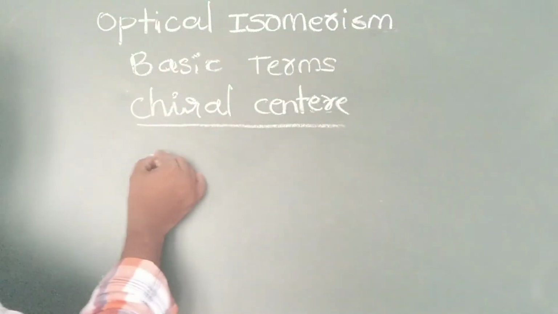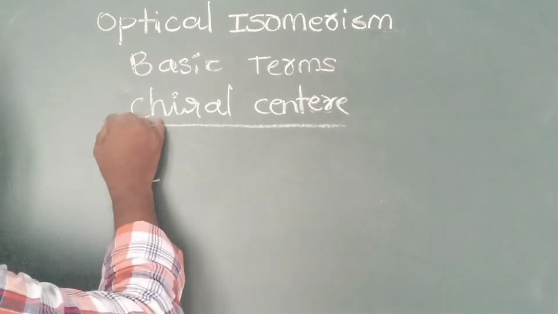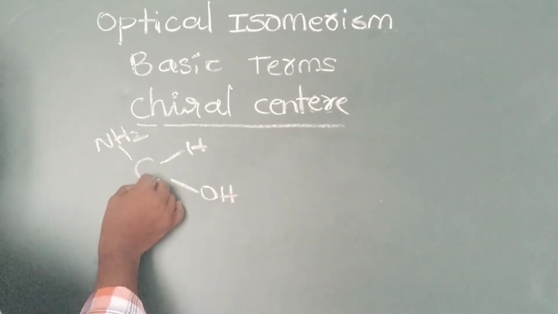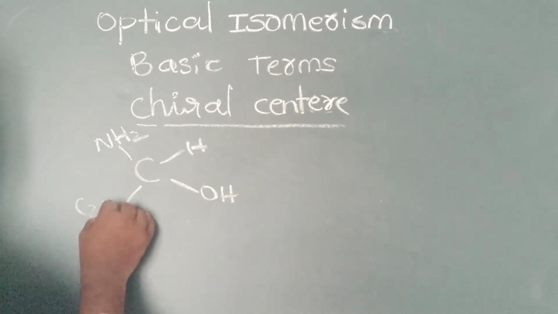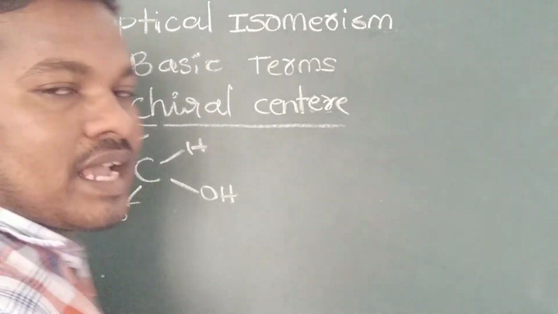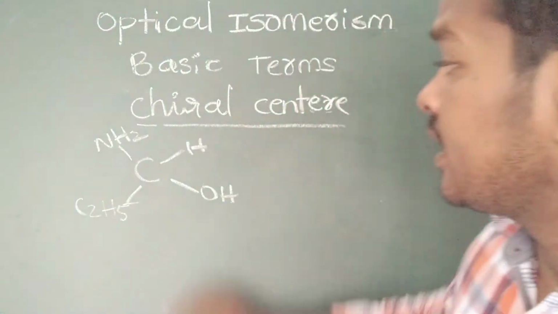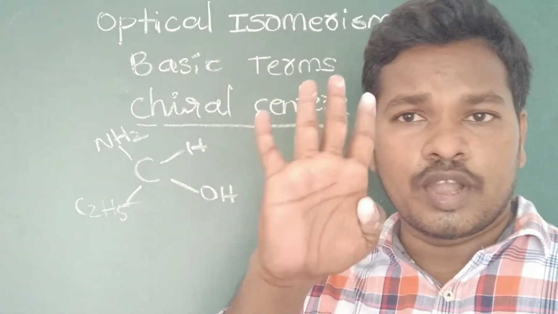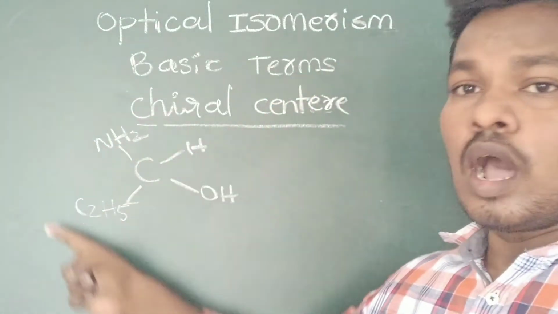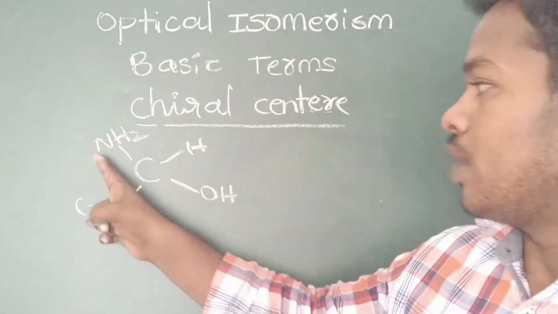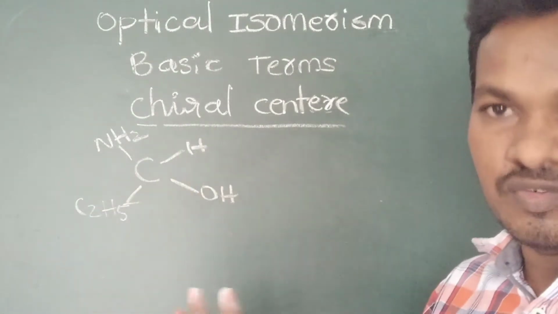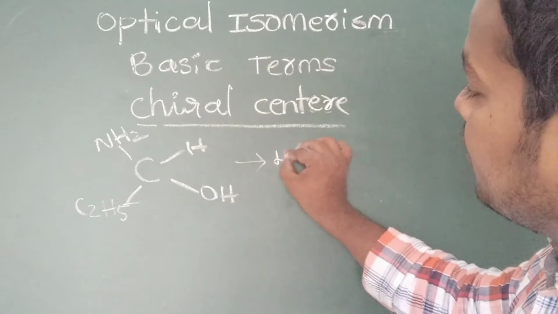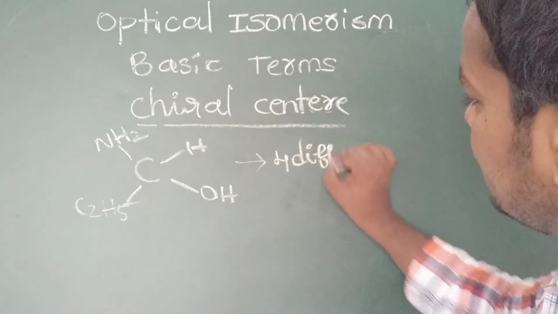For example, if you take carbon with NH2, H, OH, and C2H5, this carbon is said to be a chiral center. This carbon is attached to four different groups or atoms, and all four are different: NH2, C2H5, H, and OH. So four different groups are present.